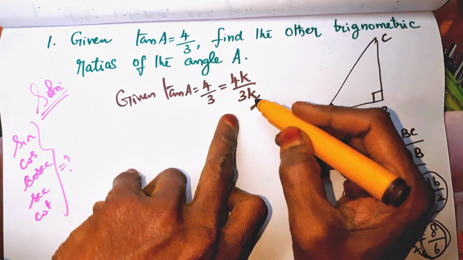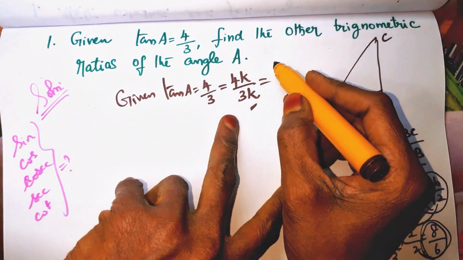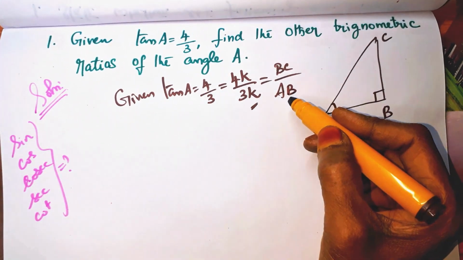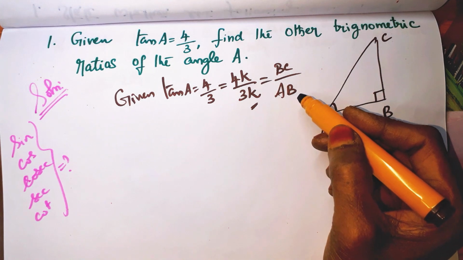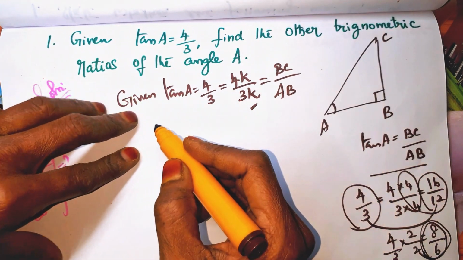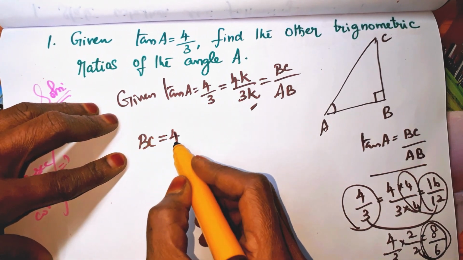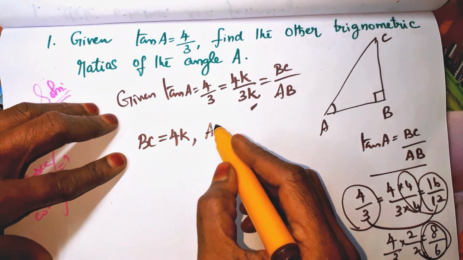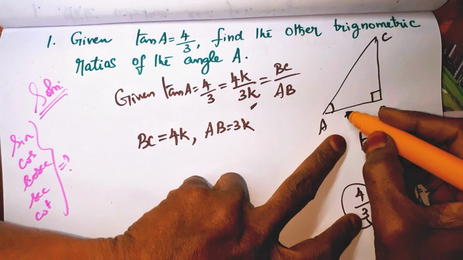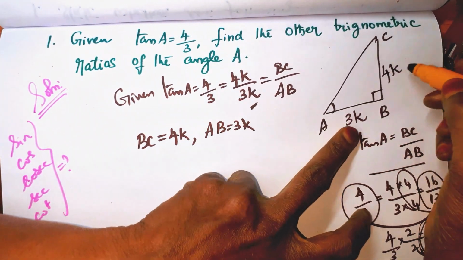So 4k by 3k. And using the formula, what we have is BC by AB. Am I right? So we can equate the numerator and denominator separately. So what we are getting is BC as 4k and AB as 3k. I can represent this here. This is 3k and this is 4k.